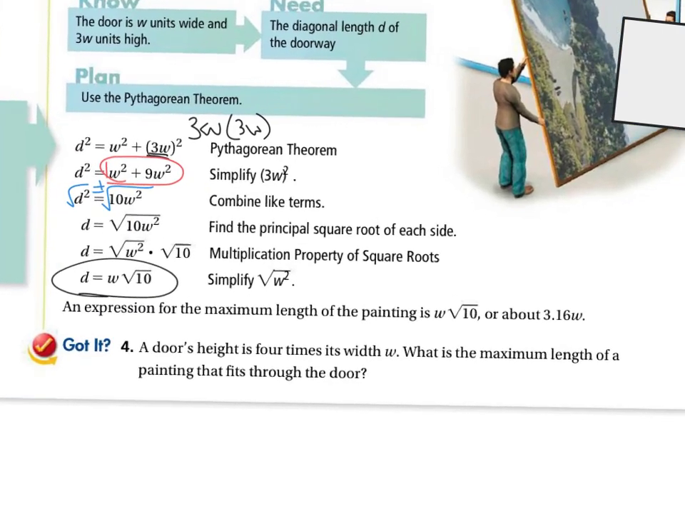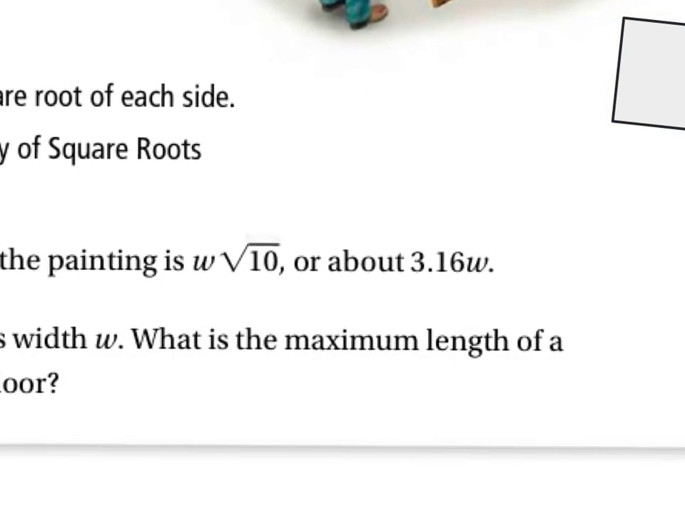And then they did an estimation here. Square root of 10 doesn't come out evenly. They said it's about 3.16 times the width. That has a little more meaning to us probably than W times the square root of 10. Again, without knowing what W is, we can't really know exactly what that distance is, but it at least gives us an idea of a starting point we can work with.